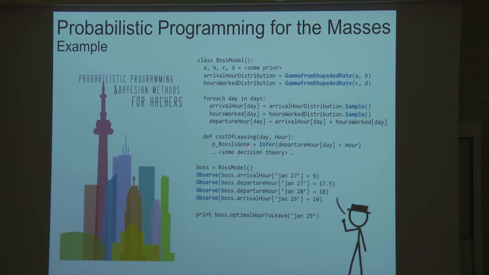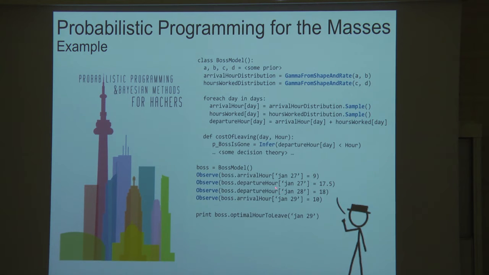And then what we're going to do next is we're going to instantiate this model, and then we have these extra constructs in the programming language, which are observations. And we're going to be able to say that, well, we know that on January 27th, we saw that the boss arrived, say, at 9. We saw on the same day the boss left at whatever that time would be.